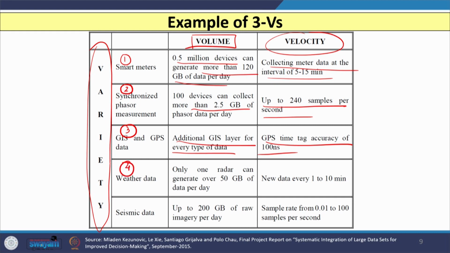The fourth data are related to the weather data. If I have one radar system, then it can generate 50 GB of data per day, and this data you can capture either every 1 minute or maybe every 10 minutes, so the velocity and volume of this data are also different. And the fifth one is the seismic data, up to 200 GB of raw imagery per day, with a sampling rate of either 0.01 or 100 samples per second.